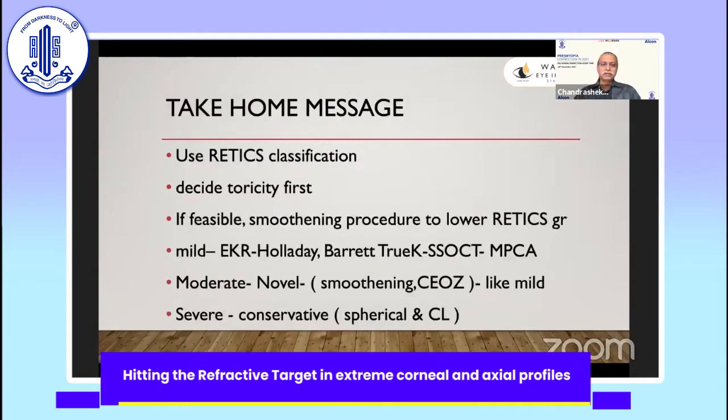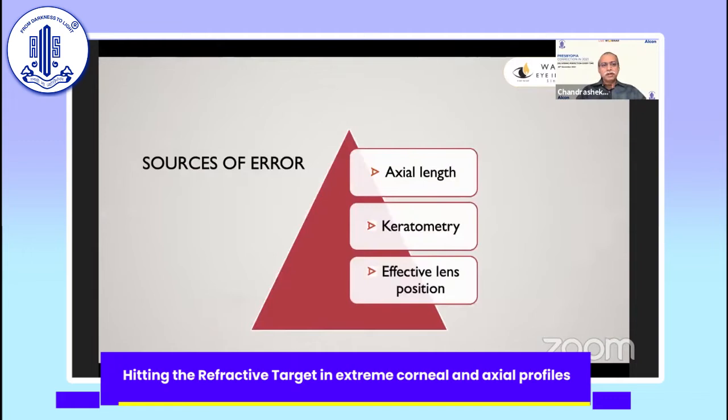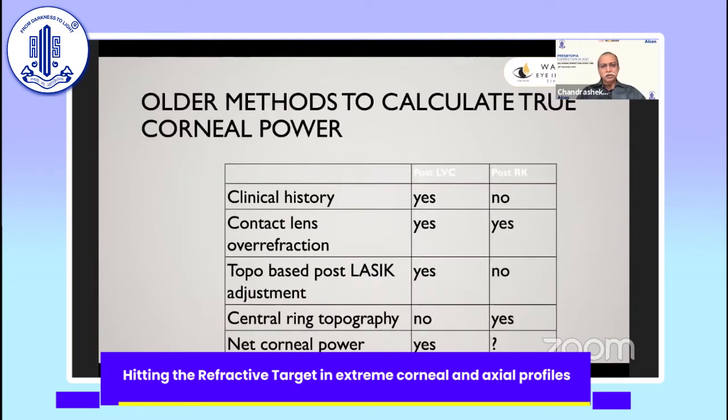So the take home message is that we better use Retics classification, decide toricity first, and depending upon the type of ectasia, mild, straight away go for calculations, moderate, smoothing procedure, and severe, conservative approach. The second part of the topic is IOL power calculation post refractive surgery. Sources of error, I'm not going to go into the detail, and same about the older methods.